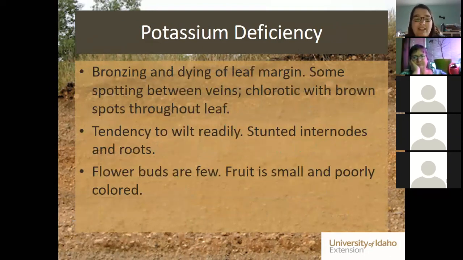Potassium deficiency is going to show up as a bronzing and dying of the leaf margin, though the dying of the leaf margin is most often in our area a leaf scorch symptom, so not a potassium deficiency. Some spotting between veins, chlorotic with brown spots throughout the leaf, tendency to wilt easily, stunted internodes and roots, less flower buds, and fruit is small and poorly colored with potassium deficiency.